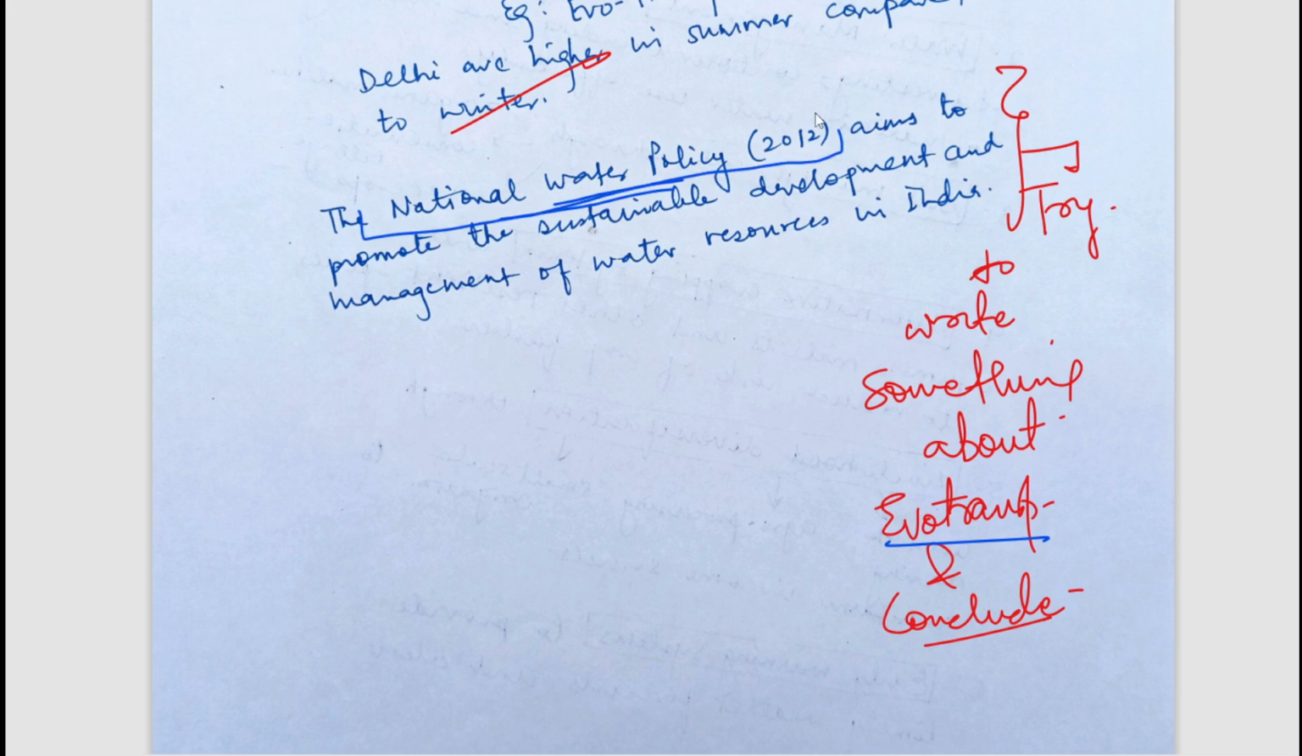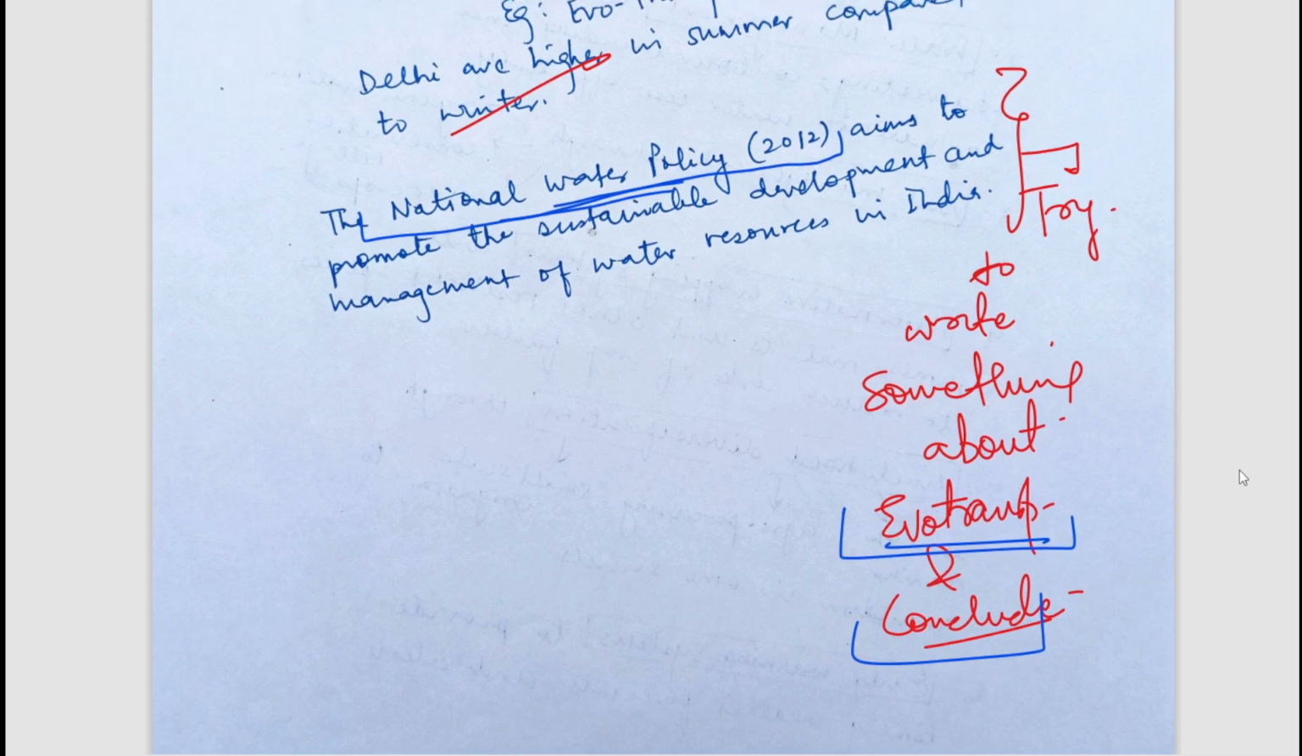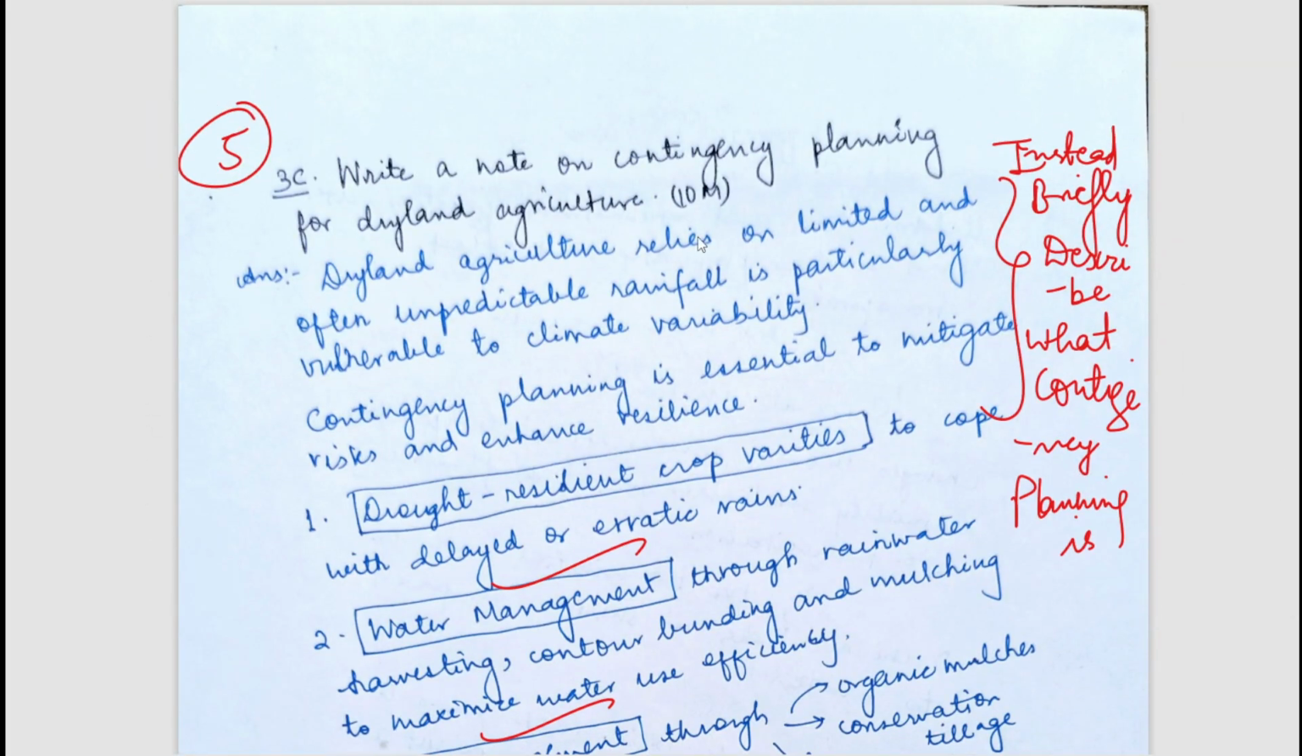So try to conclude using the core word of the question. Here the core of the question was evapotranspiration. The question was asking everything about evapotranspiration, so try to conclude by writing something about evapotranspiration. These things can be helpful. Try to fulfill the demand using the core term. Now the next question was: write a note on contingency planning for dryland agriculture.